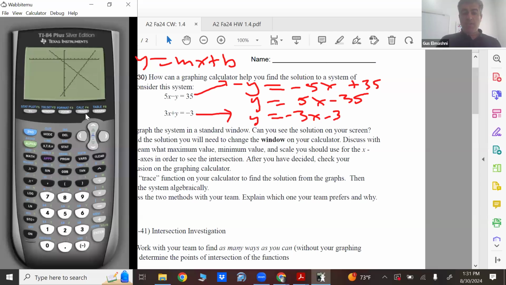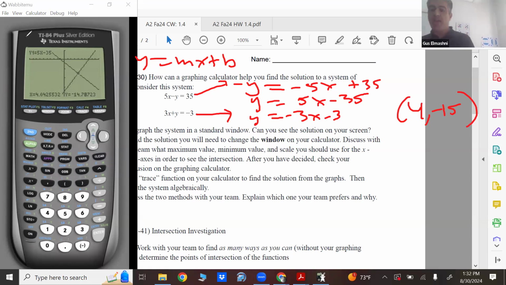Now, we want to find where they touch. If you hit the trace button, the cursor will appear. You can move the cursor close to where they touch, but you're not going to be spot on, unfortunately. If you had to guess, what do you think it's roughly? 4, negative 15, probably. That sounds about right. Okay. But is there a way we could do it more accurately? And the answer is yes. Actually, second trace. So here's what you do, guys. This is where I need you guys to really follow along so you don't get lost.